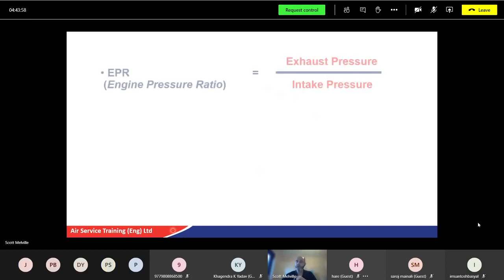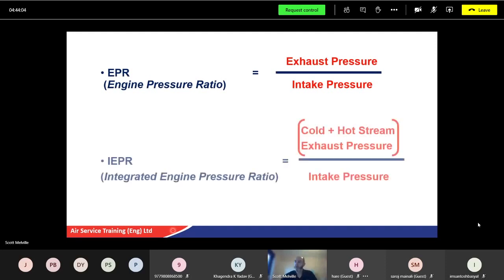Right, so just to recap, EPR is exhaust pressure over intake pressure. And IEPR is the cold and hot stream exhaust pressure over intake pressure. Yes, I've not written that in the book. I just thought I'd put that up to make it a bit easier to understand, hopefully. So EPR is simply exhaust over intake, whereas IEPR is the cold and hot stream exhaust pressure, but still over the intake.